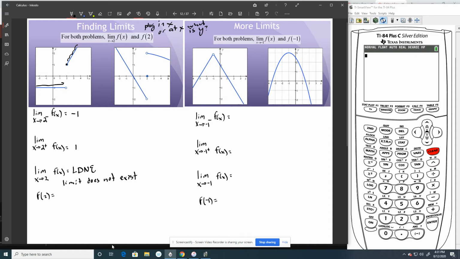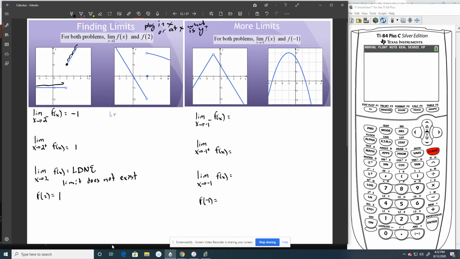But it also wants to know at f of 2, what happens. So when x is 2, my y value has a value of 1. So f of 2 is equal to 1, which has nothing to do with my limit. It just wants to know what that value was. Okay. So for this second one, same thing.